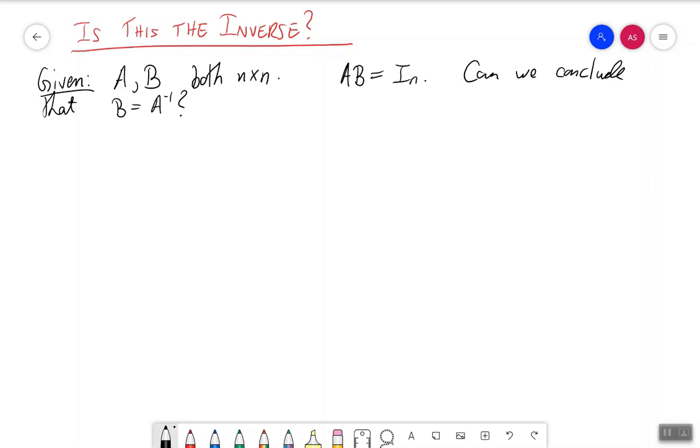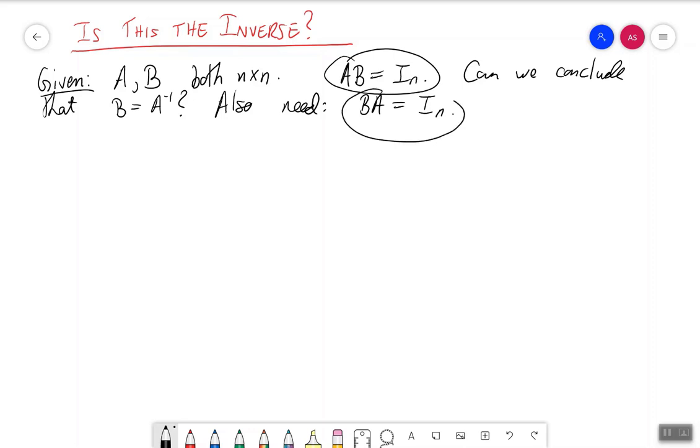Well, if we just go by the definition, the answer is no, because we also need that B times A is the identity matrix. Luckily, it turns out that since we're dealing with square matrices, we actually only need to check this one condition. Alternatively, we can just check this condition.